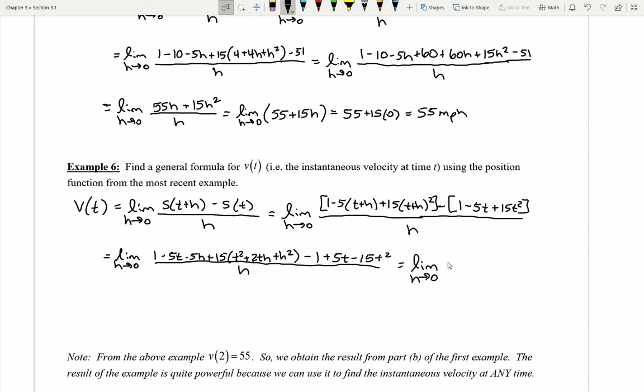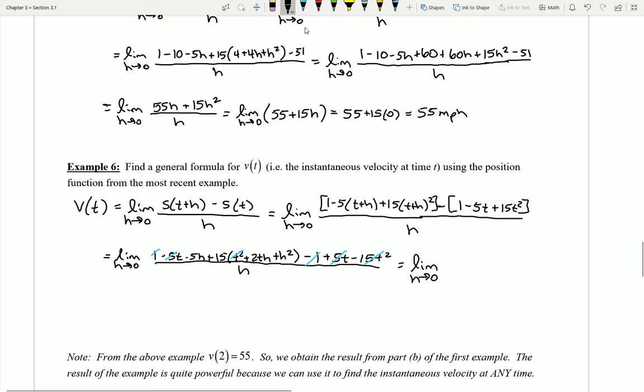Let's focus first on our constants. The only constants we have right now are the 1s, and so those 1s are going to be able to cancel out immediately. That's really nice. The 1s are gone. I also see here that I have a minus 5t and a plus 5t, so those are gone. I can also see that when I start distributing, I'm going to get a positive 15t squared and a negative 15t squared, and so those are going to be gone.